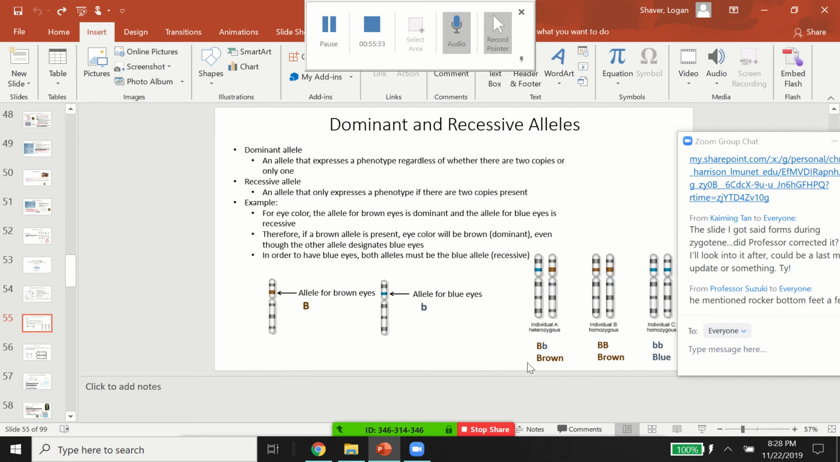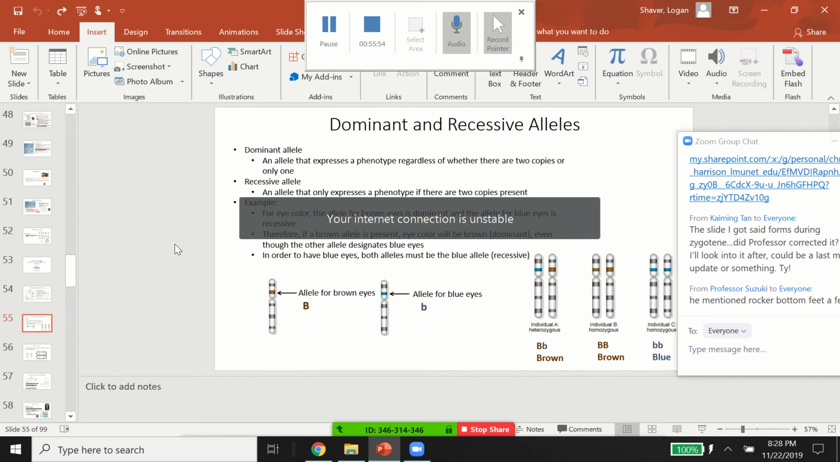So if that big B is there, regardless of whether there's a little b or not, it's going to be brown. The only way you're going to have blue is if both of them are little b, little b. That's the only way you get it. That's why it's recessive and the other is dominant: if it's ever expressed at all, it's going to be that phenotype. But if it's not expressed at all, then it's recessive.